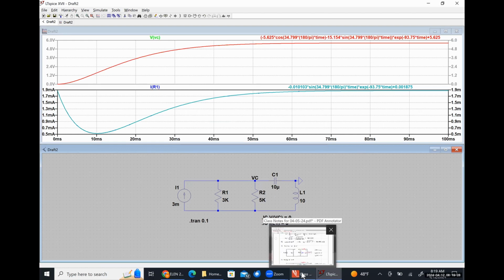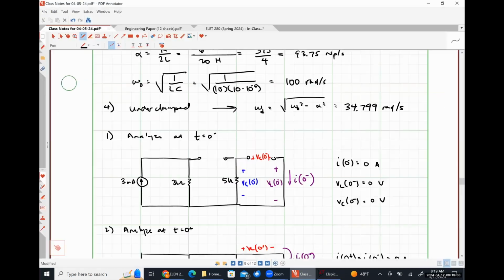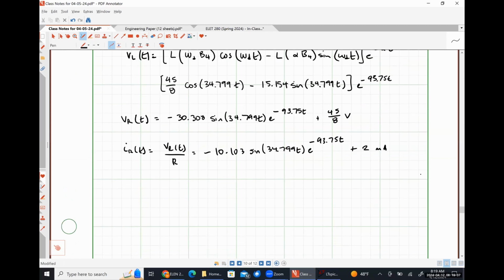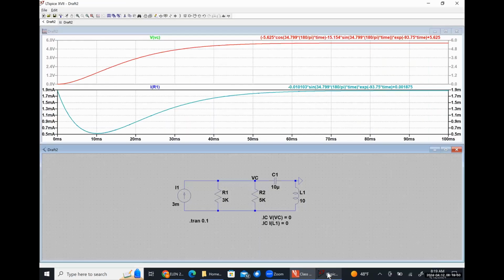I just didn't have enough significant figures on my calculator shown. I apologize for that. 1.875 milliamp. Okay. So we finished that example problem.